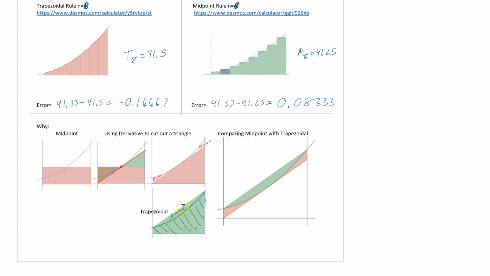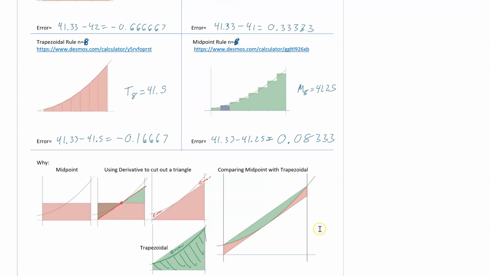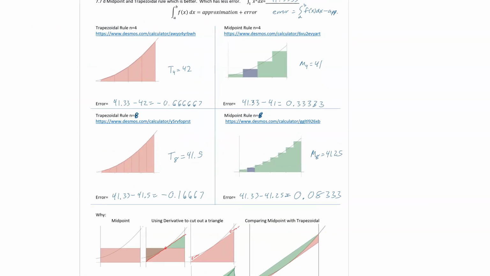All right, but if you look at this, if I take that one and place it here, and I take those little pieces and put it here, you can see that the trapezoidal is bigger than the midpoint. So there we go. Midpoint's better.